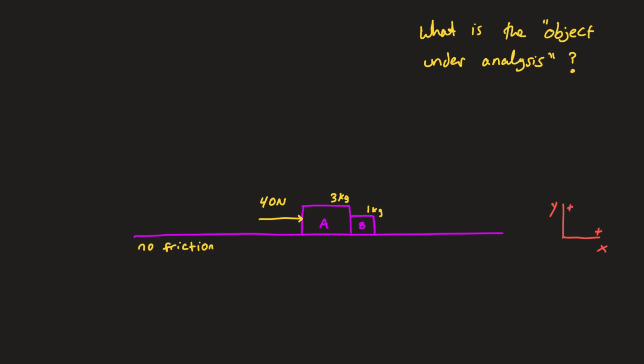So the first step is to make a coordinate system. So to the right is positive, up is positive. A simple way to do that is over here. And then the next question becomes, what is the object under analysis? And so maybe you chose object A.